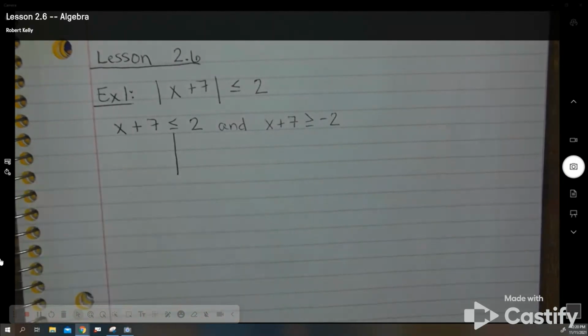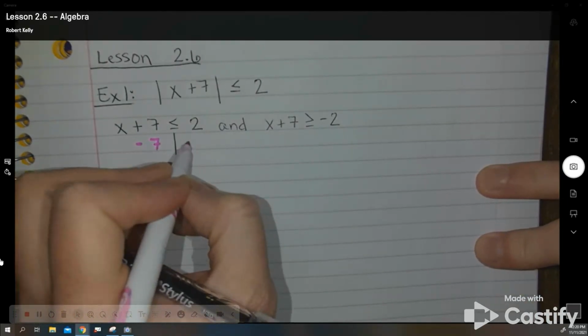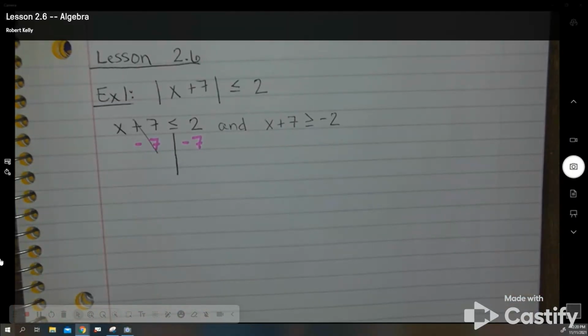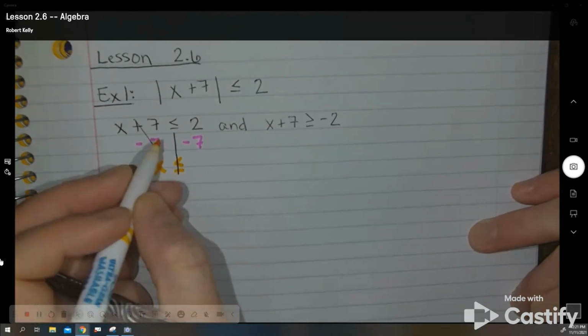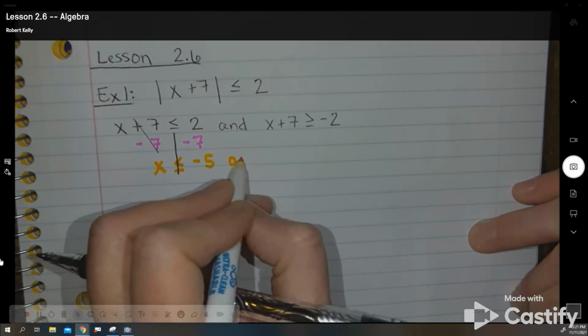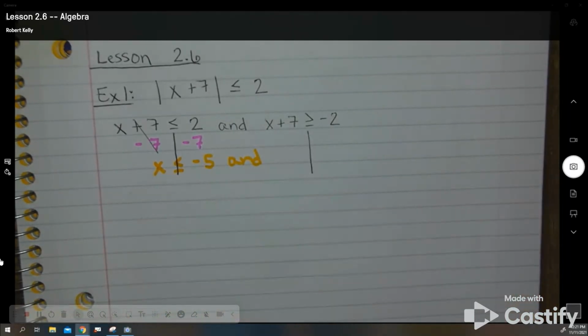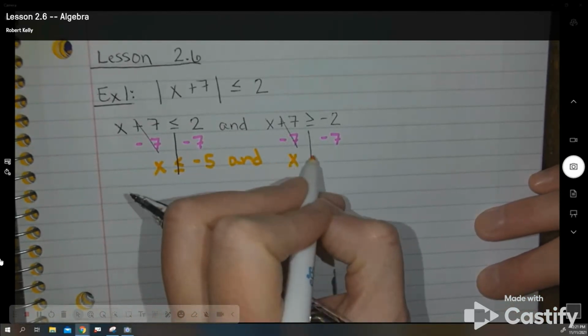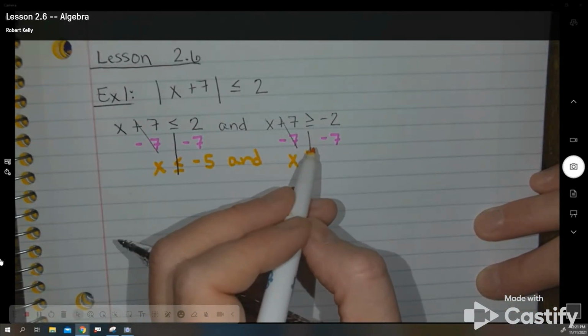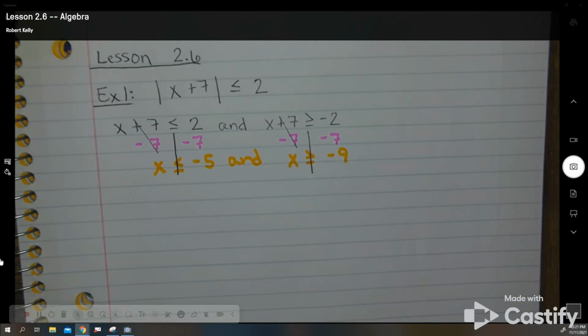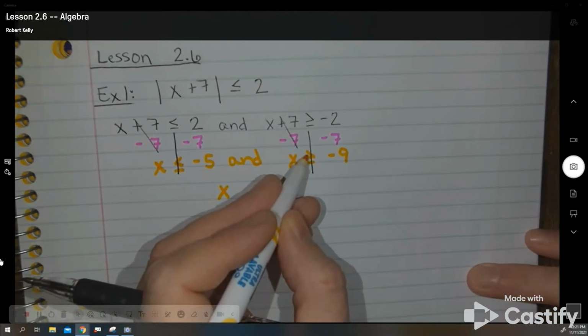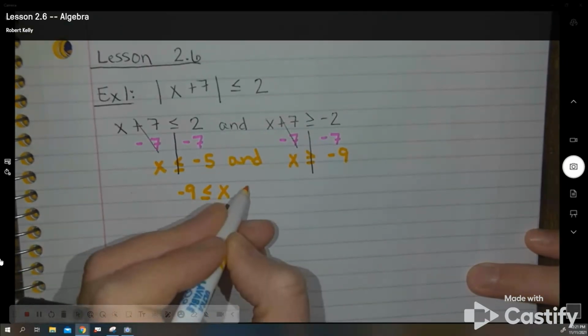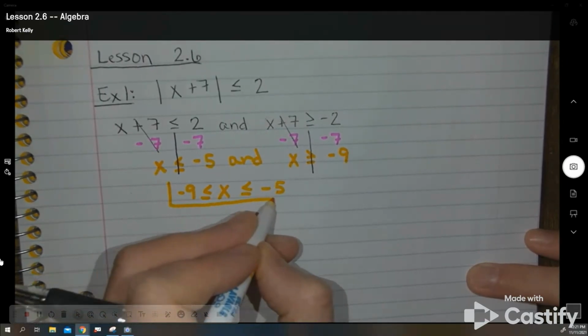So now we solve. We're going to subtract 7 from both sides. So we have 0 here. x is less than or equal to 2 minus 7, which gives us -5. And on this side, we're also going to subtract 7. So that makes 0. We have x is greater than or equal to -2 minus 7, which is -9. So if we put this into one big compound inequality, remember we put x in the middle. So we know that x is greater than or equal to -9, but less than or equal to -5.